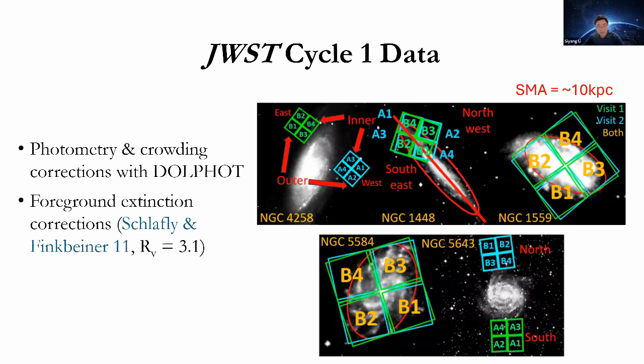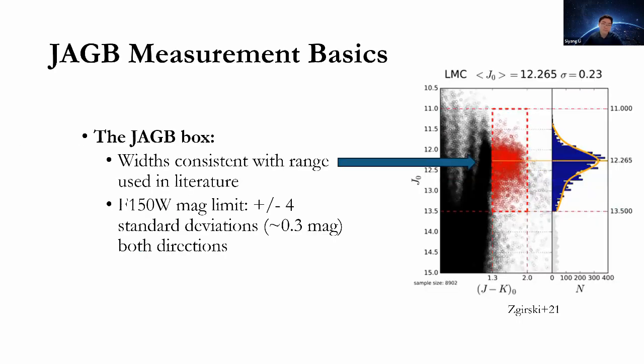So with that in mind, I want to now show the footprints for our observation. So again, we have 5 different galaxies. NGC 4258 will act as our anchor galaxy, which we'll use to calibrate the JGB. And then we have our 4 host galaxies over here. And so we perform photometry and crowding corrections via artificial star tests using the DOLPHOT software. We apply foreground extinction corrections using the Schlafly and Finkbeiner dust maps.